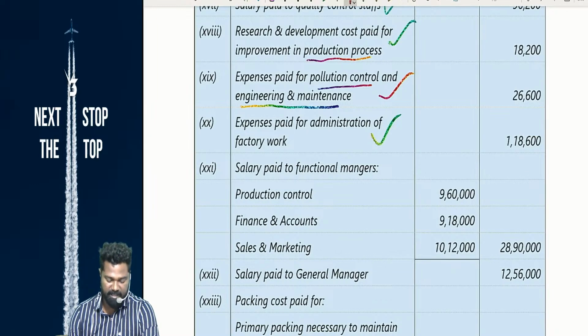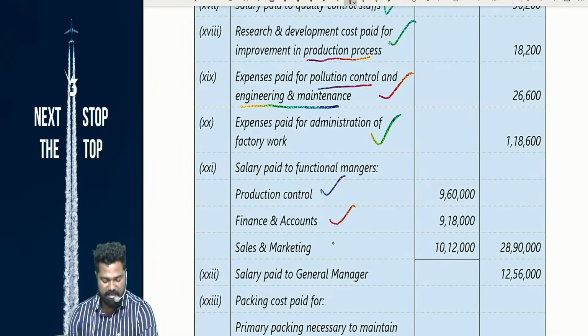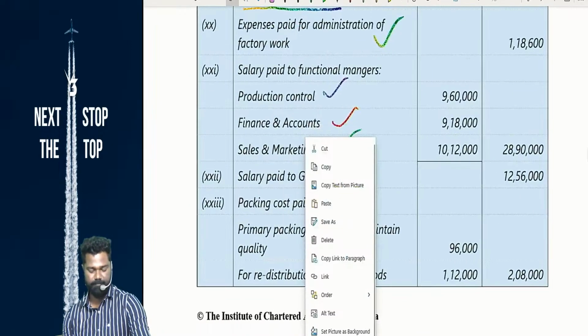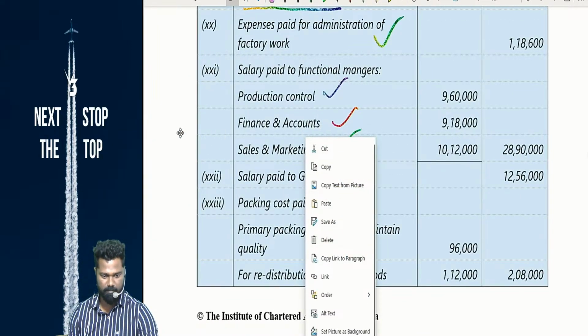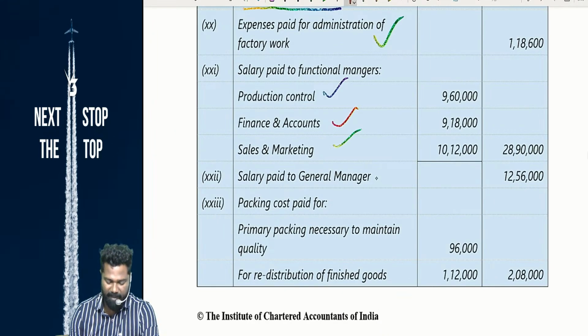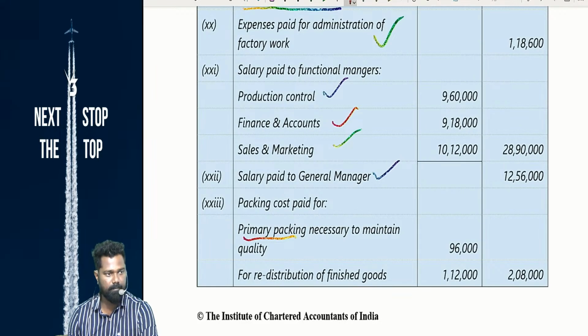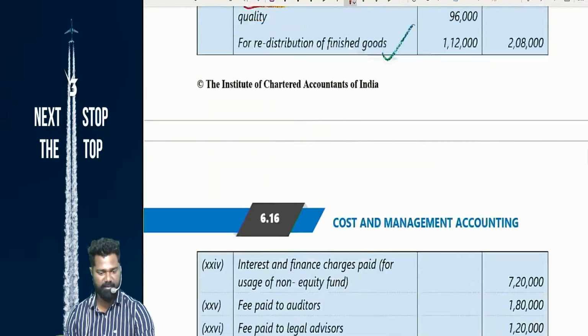Tell me. Next, salary paid to functional managers like production control, finance and accounts, admin, sales and marketing. Next below. Salary paid to general manager, administration. Packing cost, primary packing, part of cost of production. Clear? Redistribution, secondary packing, selling and distribution. Are you there with me?